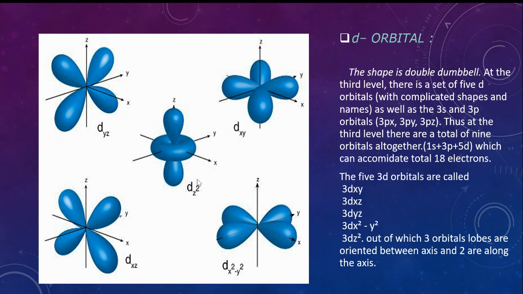The d orbital has a double dumbbell shape, so the L value is 2, and that's why the m value is minus 2, minus 1, 0, plus 1, plus 2, total 5. That's why there are 5 degenerate d orbitals. Out of 5, there are 2 sets. In one set, the lobes are oriented between the axes, and in the other set, the lobes are along the axes. Okay, this is about the d orbital.